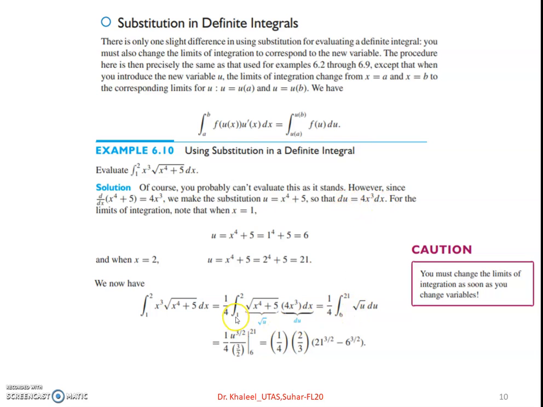Now the question is, here 1 and 2 are the values of x. We need to find the values of u. For that I put x equal to 1 in this substitution, and you get u equal to 6. Then you put x equal to 2 in this substitution, and you get u equal to 21. So 1 to 2, which are the values of x, now becomes 6 to 21, which are the values of u. Integrate this, then you put u equal to 21 and then u equal to 6. This is the answer.